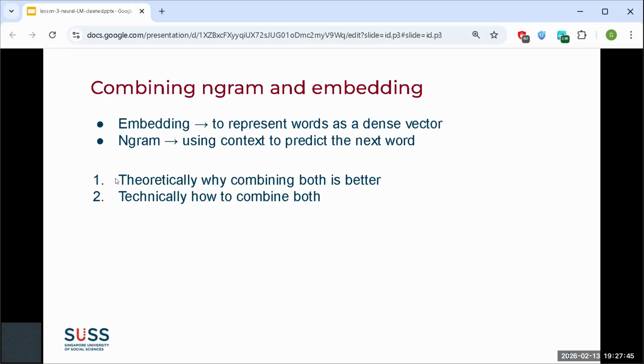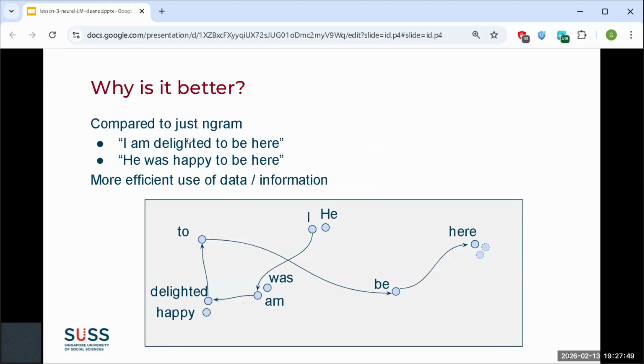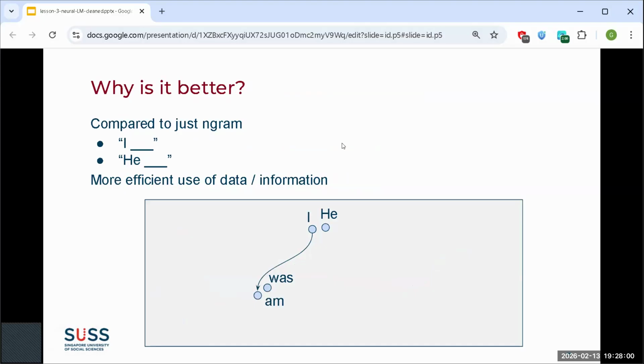In 3 weeks, we will cover how you know whether a model is doing well. So why is it better? If you just look at n-grams, let's look at the sentences: I'm delighted to be here. He was happy to be here. Let's look at an example of n-grams. We look at n-grams, there's I, and then there's he. I'm just looking at the bullet points now.